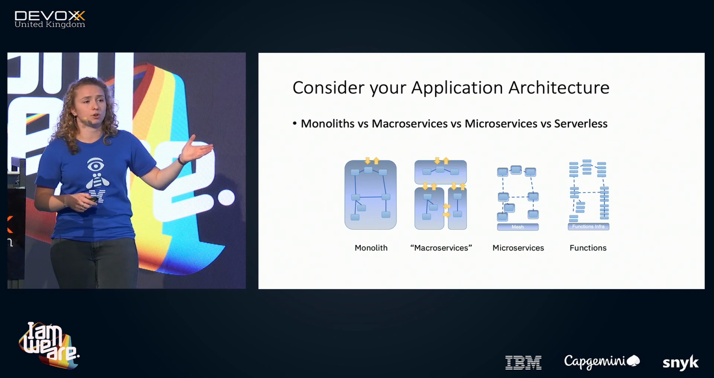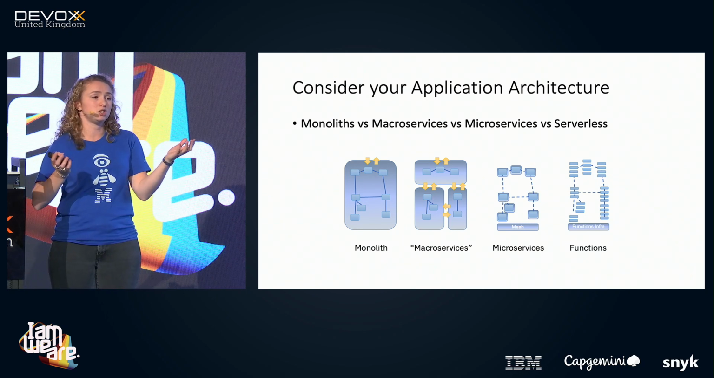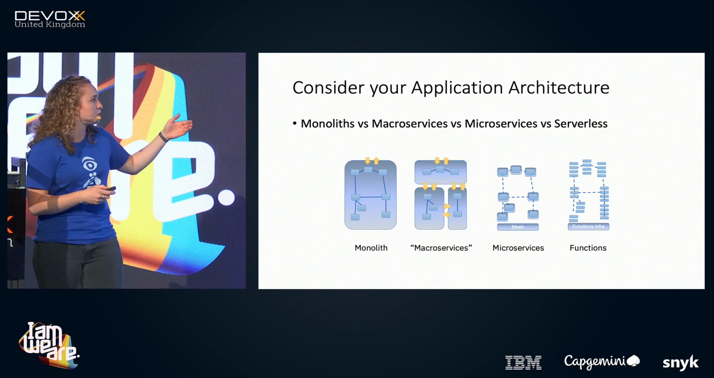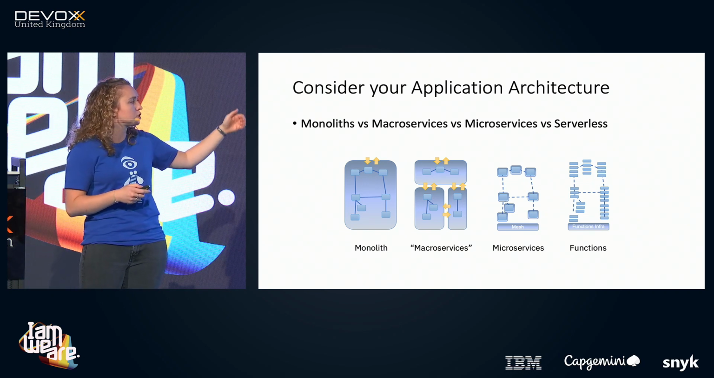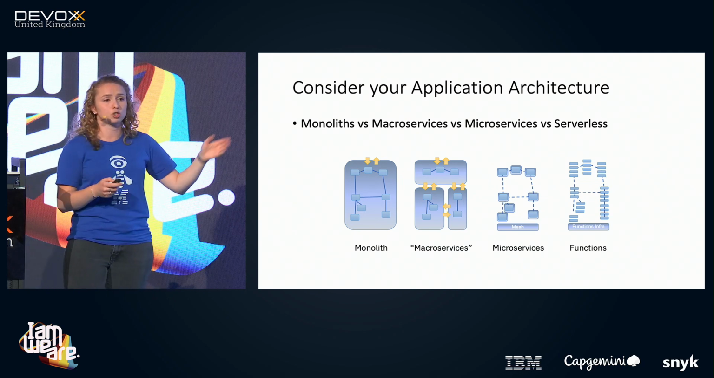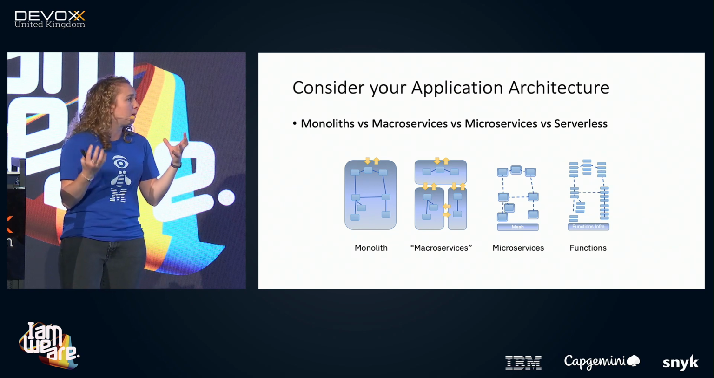There are lots of different architecture types you can use. We like to call it a spectrum because you might not fit necessarily into one of these boxes, but there are different types. So we've got monolithic, macroservices, microservices, and functions on my slide here. You might not have come across the word macroservices before. It's basically just a larger microservice.